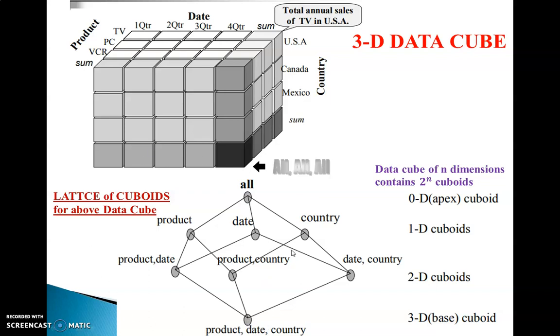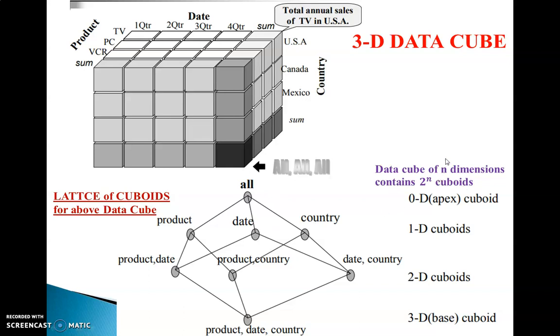Like this, for n dimensions, a data cube of n dimensions contains 2 raised to n cuboids. So that is 1, 2, 3, 4, then 5, 6, then 7, and here is the total part, which is 8. So altogether for 3 dimensions I am having 8 cuboids.